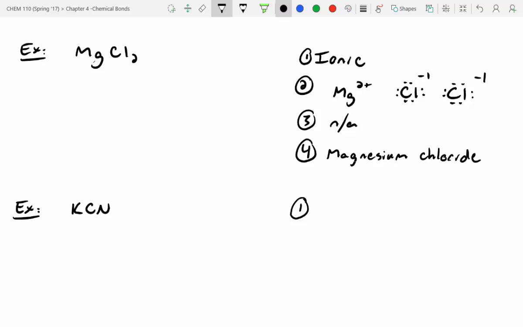So is this ionic or covalent? It's ionic, right? We've got a metal in there, so it's got to be ionic. If it was HCN, would it be covalent? It would be, yeah. That's a kind of odd example, though. So let's do this. We've got ionic. Let's do the Lewis structure, though. So potassium always has what charge? +1. Then we've got CN.